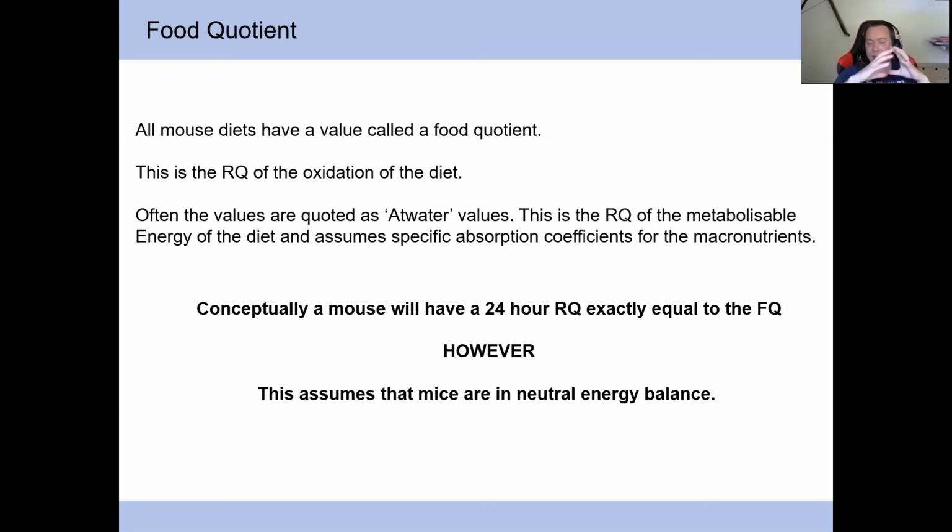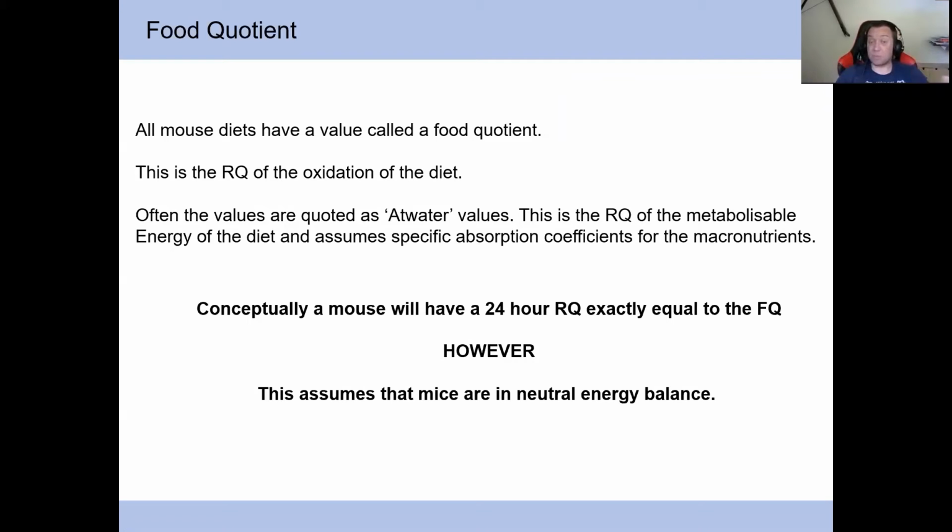And if we are thinking about our mouse as a black box, our mouse is acting like a candle. It's just burning stuff. So therefore, the amount of oxygen you need to burn all this diet and convert it to carbon dioxide and water is not regulated by processes going on in the animal. The amount of oxygen is regulated by how much carbon and oxygen is in the food, okay? And so conceptually, if our mouse is a candle, its RQ over 24 hours will be exactly the same as the food quotient. It's just burning this food and turning it into carbon dioxide and water.